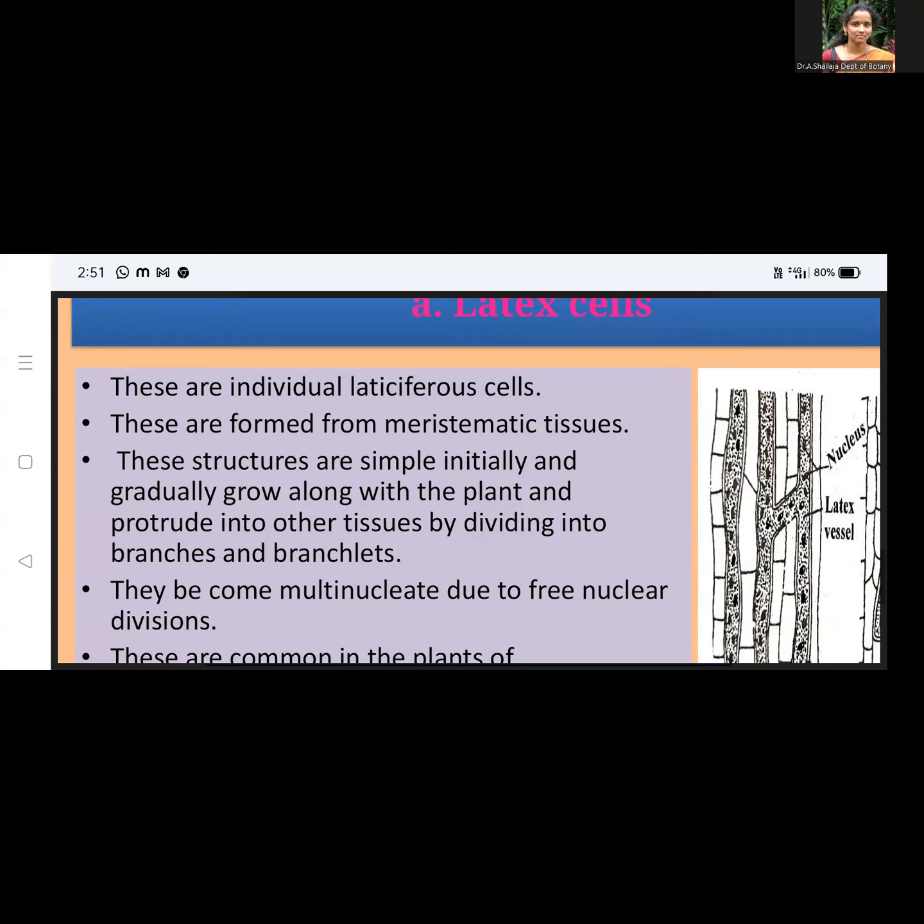The latex of Carica papaya is rich in the proteolytic enzyme papain. Rubber particles are abundantly seen suspended in the latex of Ficus elastica, Hevea brasiliensis, and Cryptostegia grandiflora also. The alkaloids like morphine, codeine and thebaine occur in the latex of Papaver somniferum. It's very, very important, so I will explain these examples again.